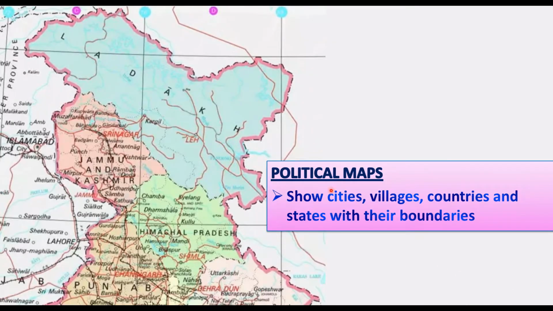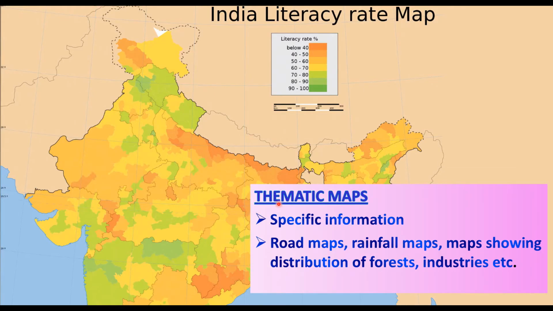Next one is political maps. These maps show villages, towns, cities, states and countries with their borders or boundaries. This is a political map. In this map you can see borders which separate India from other countries and borders which separate one state from another state. Next we have thematic maps.